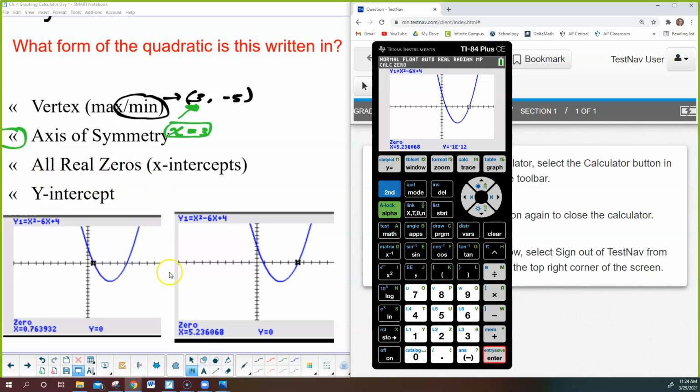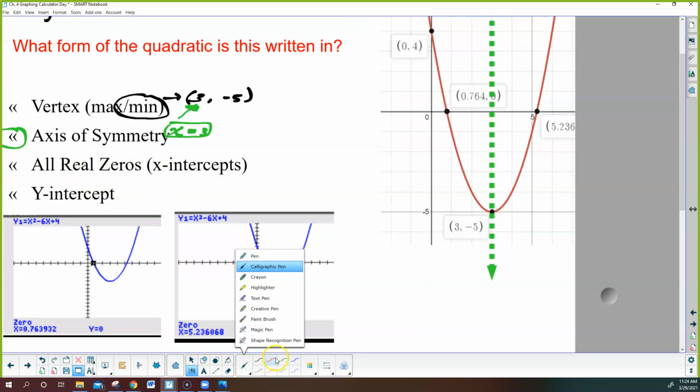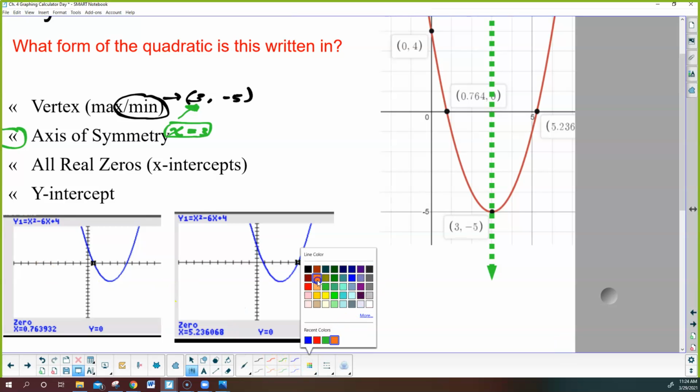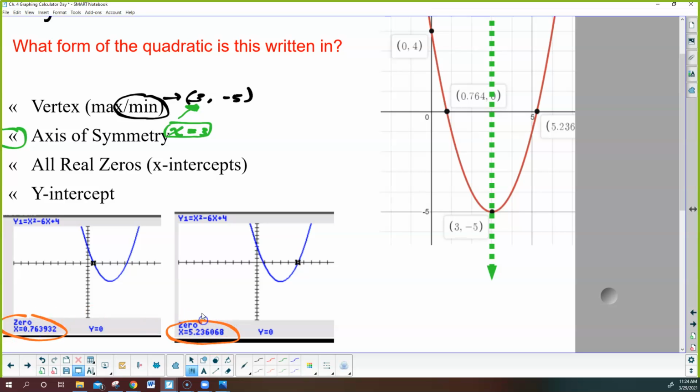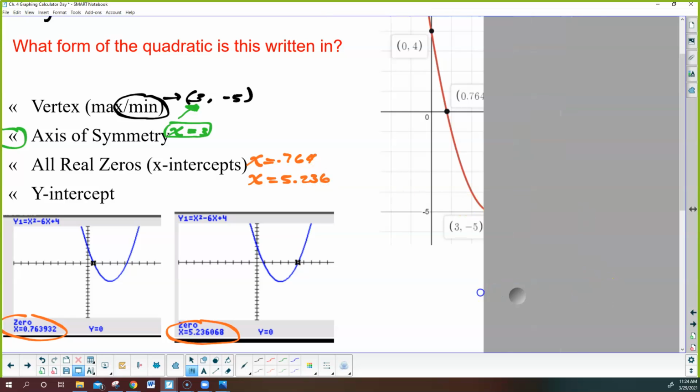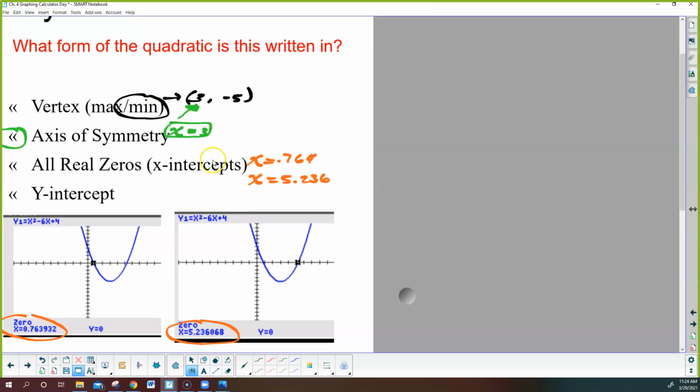All right, so these are my intercepts, which, find my pen, I'm going to round those to the nearest third decimal, 0.764, and 5.236. Now, officially, I didn't talk about graphing yet. I'm just using my calculator to get this information.